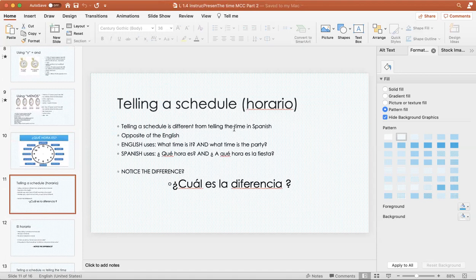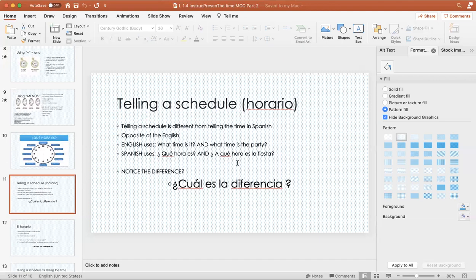Ahora vamos a aprender cómo se dice, cómo se habla de un horario. So right now we're going to see how we're going to tell a schedule. So telling a schedule is really different from the English. It's the opposite. Because in English, parece que estamos pidiendo lo mismo. It seems like we're asking the same thing because in English we will say, what time is it? And then to tell a schedule, what time is the party? But notice the Spanish. What time is it? We will ask, ¿qué hora es?